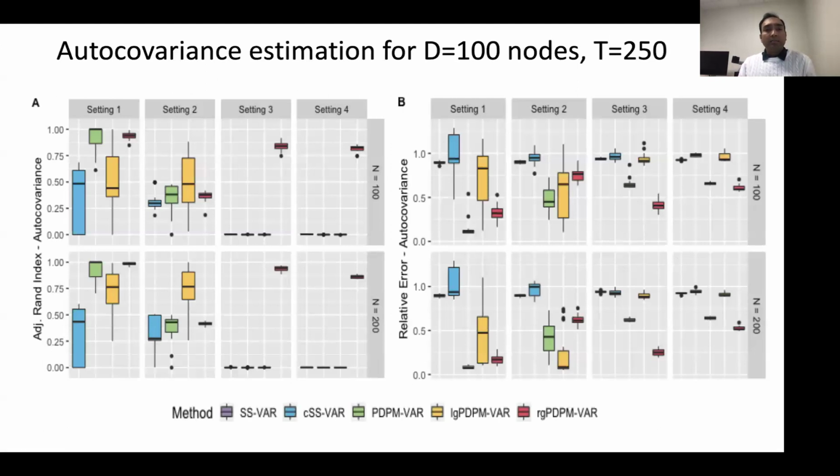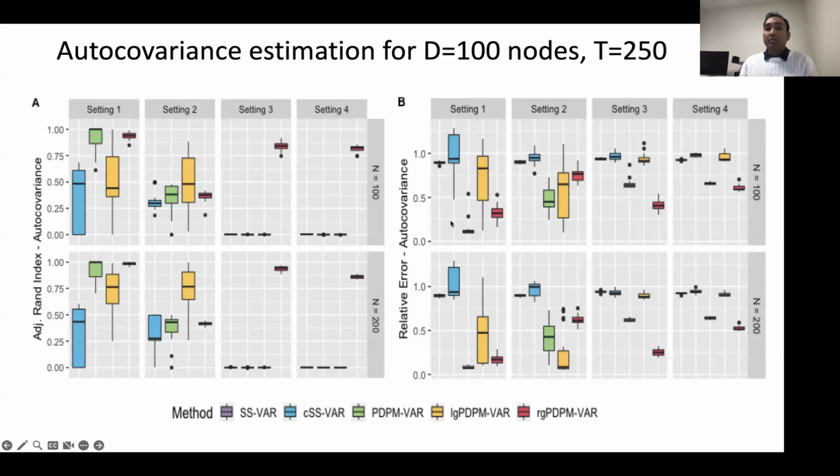And so here are some results for the 4 settings. This measures the clustering accuracy. These 2 rows denote the different sample sizes, n equal to 100 and n equal to 200. And I believe these results pertain to 100 nodes and 250 time points. You can see that the PDPM VAR and the RGPDPM VAR do fairly well. They have a fairly high adjusted RAND index, close to 1 for setting 1, which is a simpler setting. For more complex settings, the RAND index can drop, but the RGPDPM VAR has a fairly high RAND index across most settings.